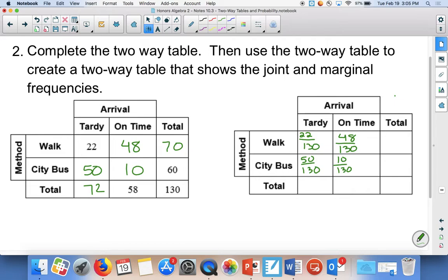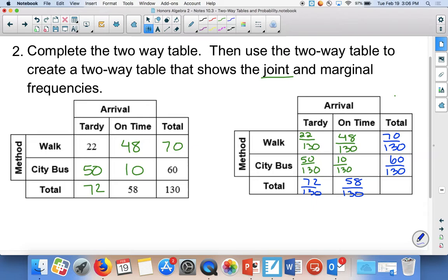Okay, so when I ask you for the joint frequencies, I want what's in green. When I ask you for the marginal, go outside, but you're still taking it over the overall total. So how many people walked total? That was 70. 70 out of what? 130. How many people took the city bus? 60 out of 130. And then total tardy, 72 out of 130. And how many on time? 58 out of 130.